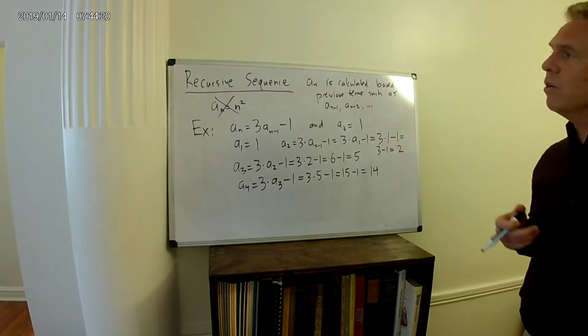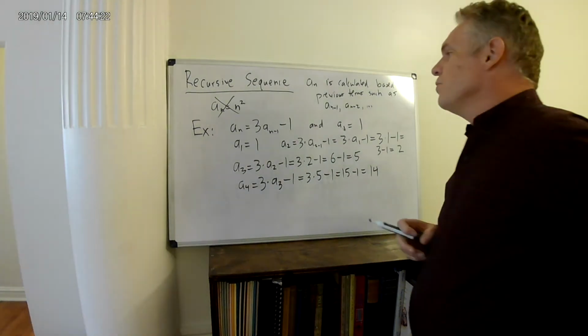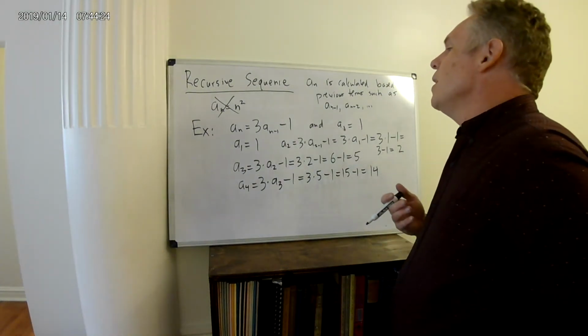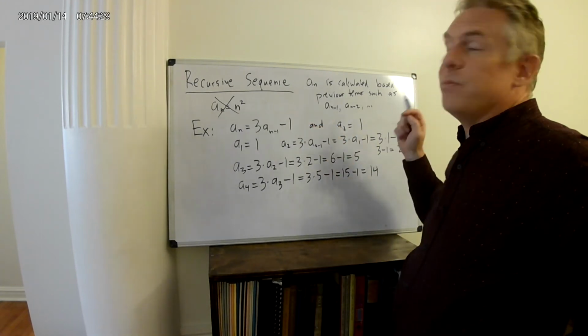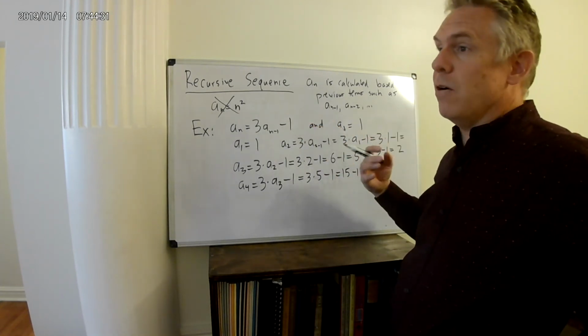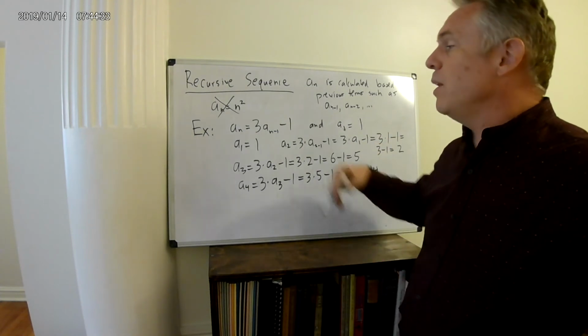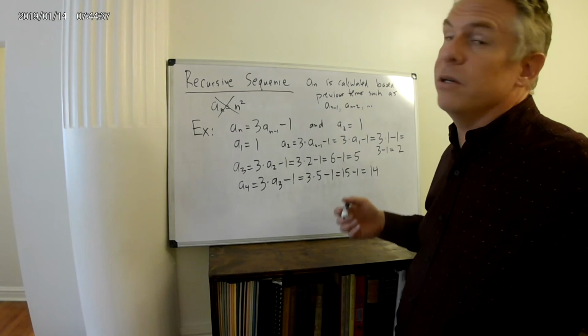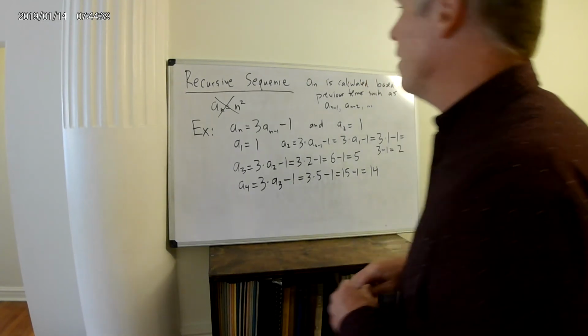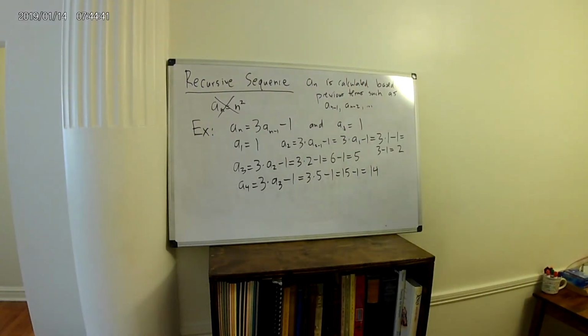Keep in mind with the recursive sequence, the idea is it's kind of like a bootstrap method where basically any term you calculate is based off the previous term. And you have to be given the first term to get things started. So you calculate the first term, based off the first term you calculate the second term, based off the second term you calculate the third term, and so on. Okay, that's a recursive sequence.